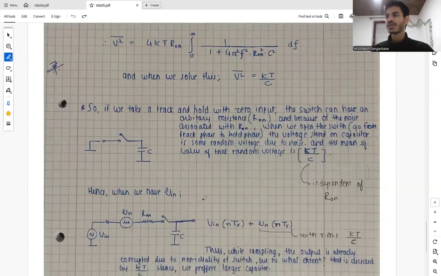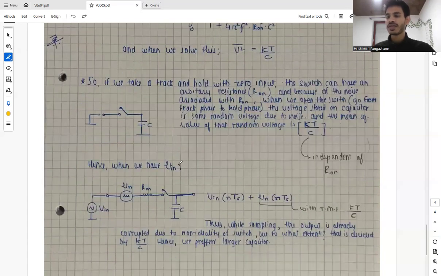So if we take a track and hold with zero input, and the switch has an arbitrary resistance Ron, because of the noise associated with Ron, when we open the switch, so when we go from track phase to hold phase, the voltage stored on the capacitor is some random voltage due to noise, and the mean square value of that random voltage is nothing but kT by C. Hence, when we have Vn along with us, this is what we are trying to achieve, and this is how our ideal switch looks like.